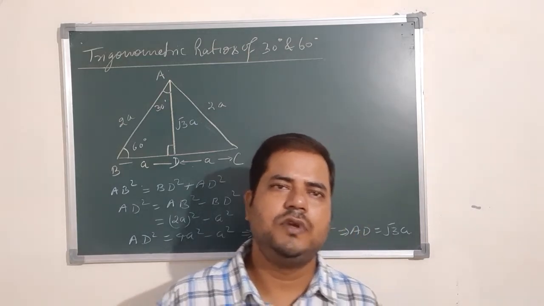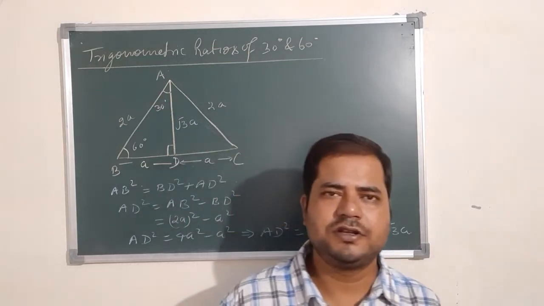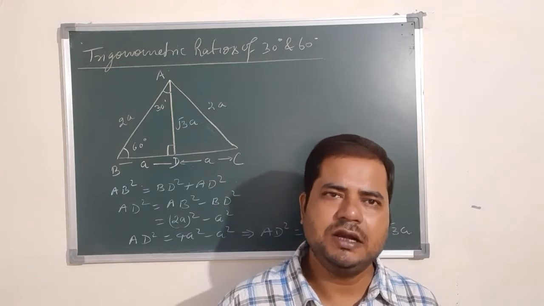In this lecture we discuss some trigonometric ratios of some specific angles. First of all, we are going to discuss trigonometric ratios of 30 degree and 60 degree.